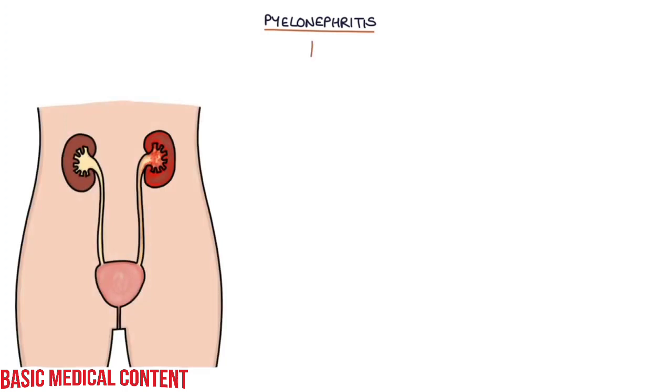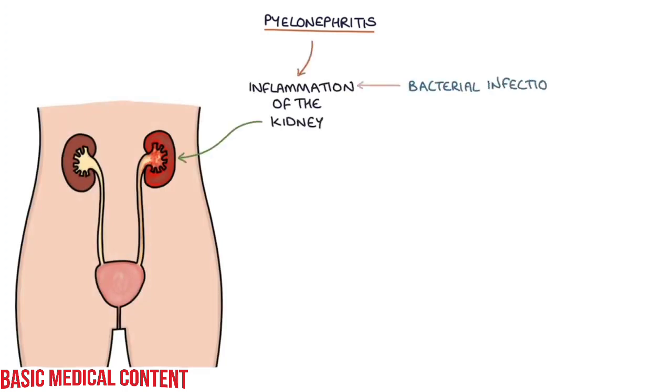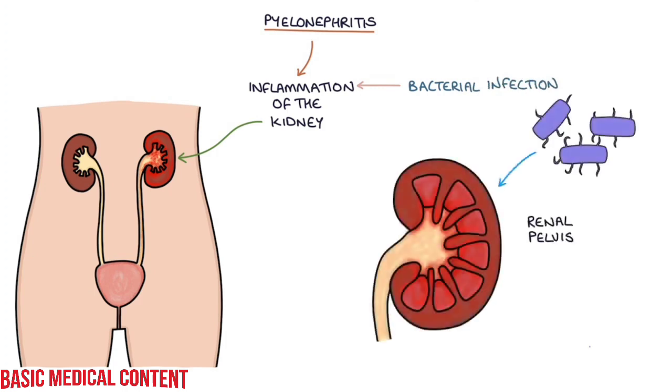In this video, I'm going to be going through pyelonephritis. Pyelonephritis refers to inflammation of the kidney resulting from bacterial infection. The inflammation affects the renal pelvis, the joint between the kidney and the ureter, as well as the parenchyma, which is the tissue of the kidney.